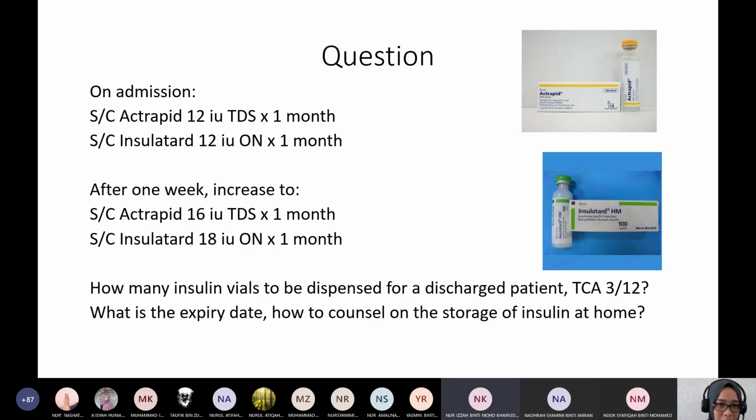So how many total units? If you, as an outpatient pharmacist, want to dispense the vial, you want to determine how many vials. So 12 times 3 times 1 month. This one is 12 units, once a day, and then times 1 month. How many vials for this one? For inpatient, of course, you can only supply for 3 days, or depends on your unit of use and unit of dose. For outpatient, you can supply for 1 month, right? So how many vials?